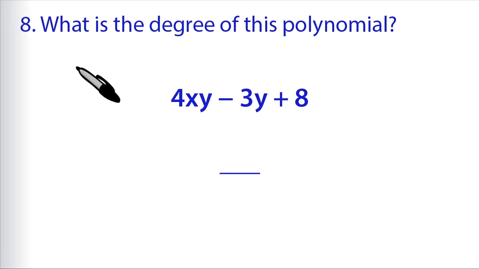For problem 8, we have, what is the degree of this polynomial? And so we have 4xy minus 3y plus 8. At first glance, it might look like both of these have the same degree, but remember we have to add the degrees. When we don't show an exponent, that means it's 1, but there are 2 variables in the variable part of this term. So we add those together, and that makes this a second degree term. And so a degree of 2 is the highest degree of the terms in this polynomial, and so that's the degree of this polynomial, 2.